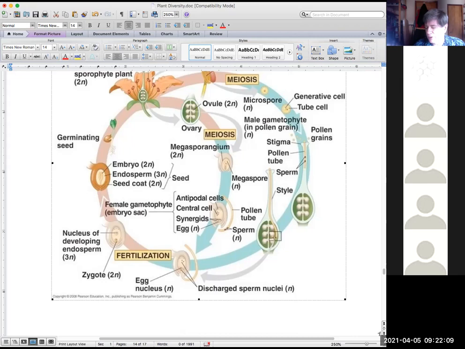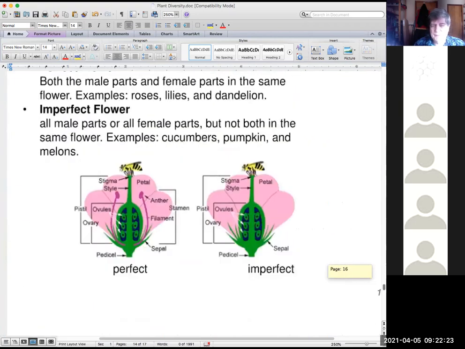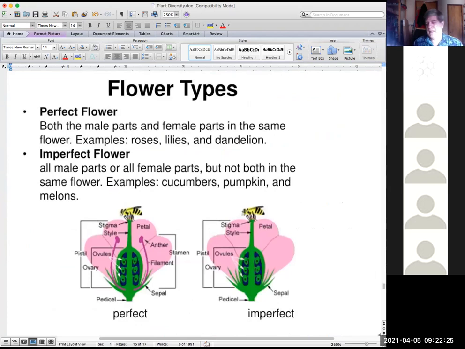In the conifers, remember, they were gymnosperms. They were naked seeds. There's no ovary around the seed. There's just a little ovule all by itself that forms the seed. So we want to keep that in mind. Now, when we look at angiosperms, there are two different types of flowers.